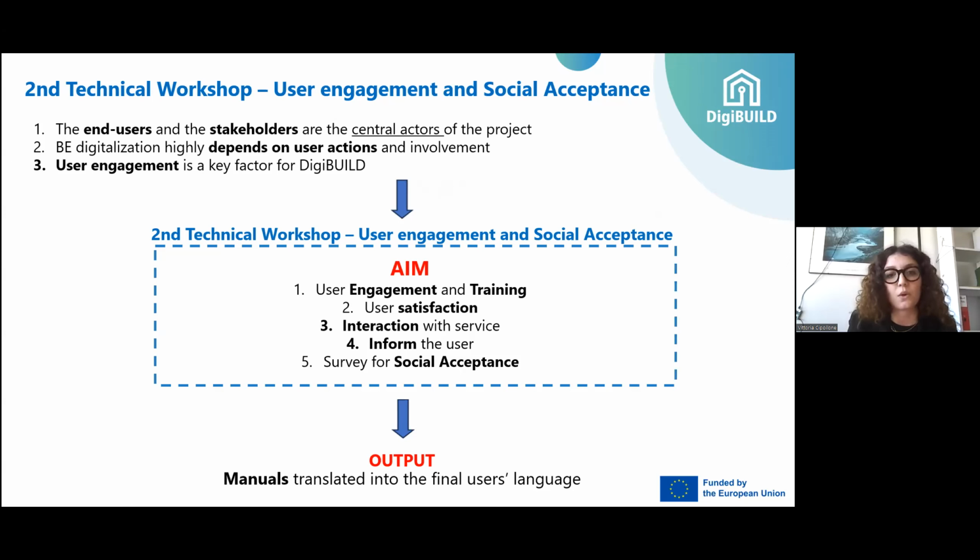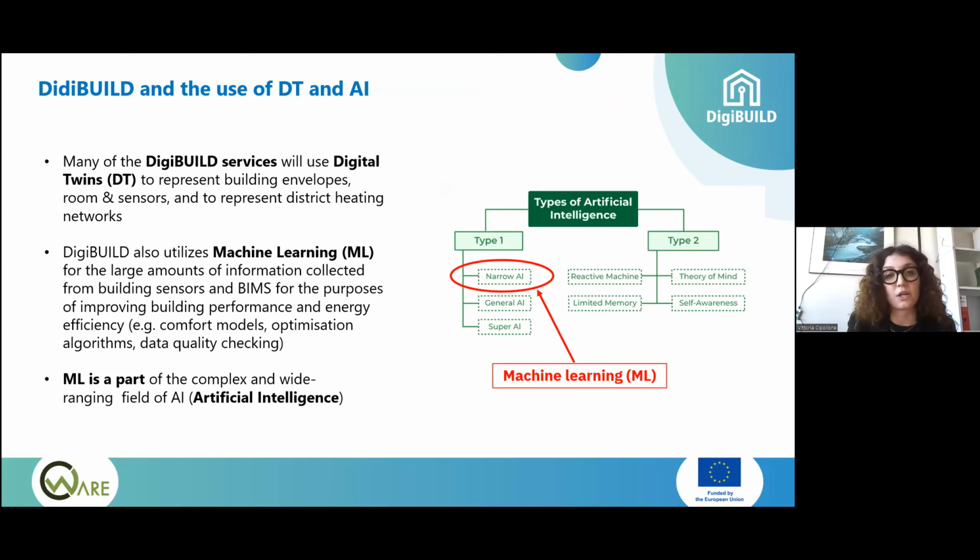So before ending my presentation, I would like to spend a few words about the survey itself, because the survey you will see will be based on the social acceptance of three main concepts that are at the base of DigiBuild services: the digital twin, artificial intelligence, and machine learning. The digital twin, as I already mentioned, is a digital tool that represents the digital version of the building, which can be interactive for the user. And inside of it, you potentially find the services that DigiBuild deploys.